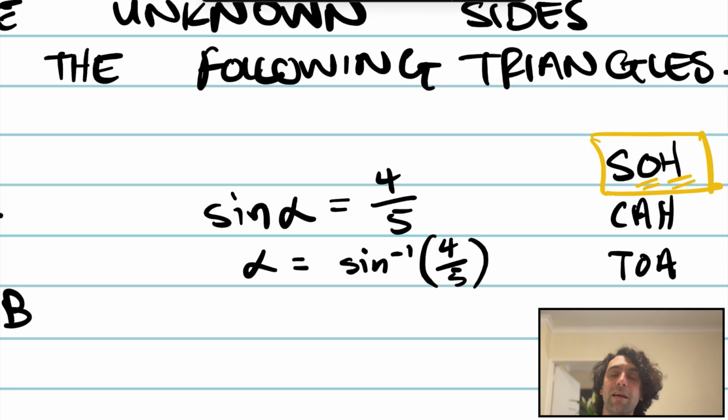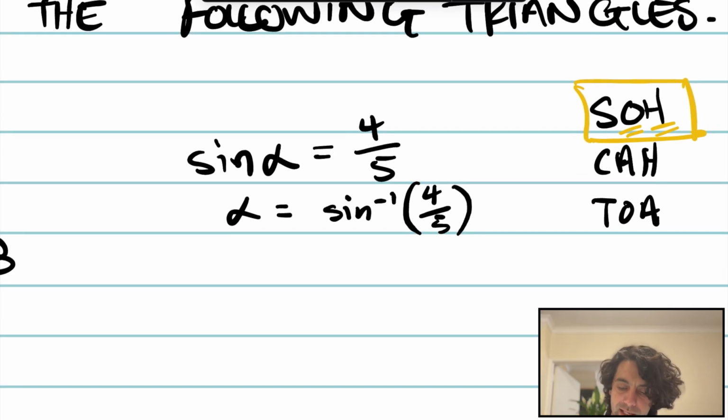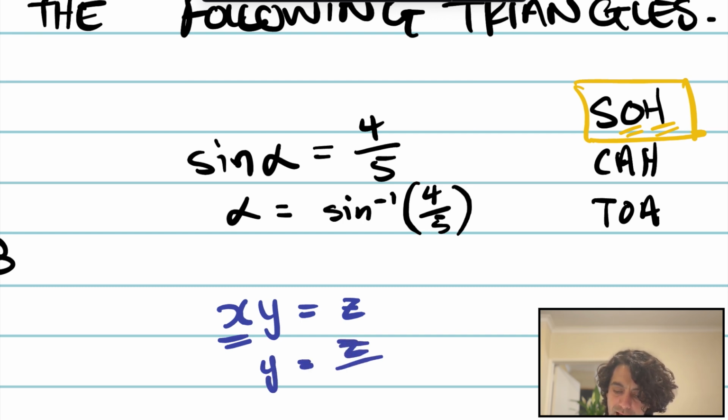What does sine⁻¹ even mean, or where does it come from? I just want to show you something very, very quickly, so just bear with me. If I have xy equal to, let's say, z, and I bring this x over to this side, what I get is y equals z over x.